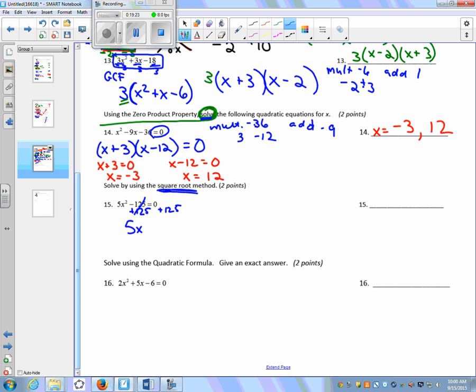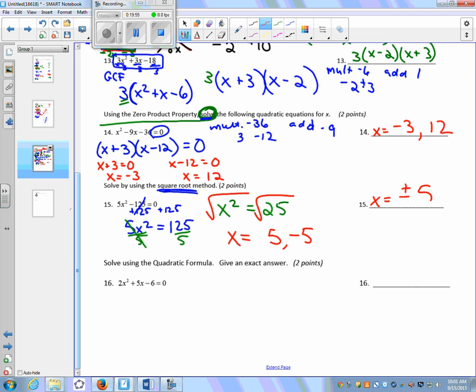So 5x squared equals 125. Now we're going to divide both sides by 5 to get x squared all by itself. That's how we can find the square root of it. We're using the square root method. So divide by 5 here, you're going to get 25. Now we have to take the square root of both sides. That's what the square root method says. X equals, well, the square root of 25 is either a 5 or a negative 5. So x equals plus or minus 5.